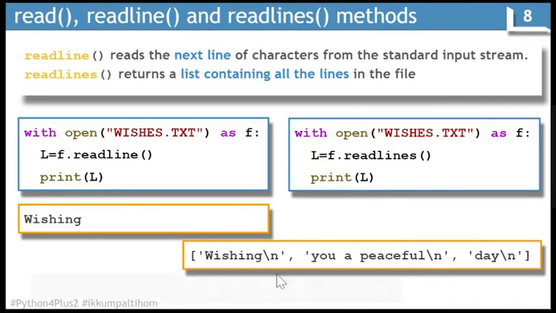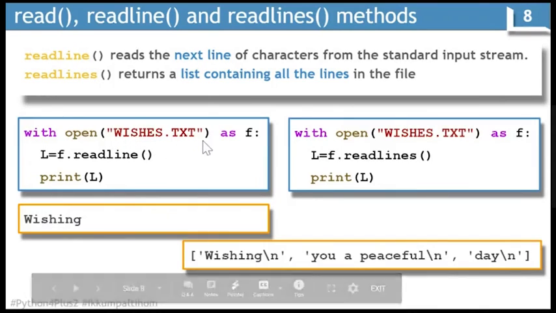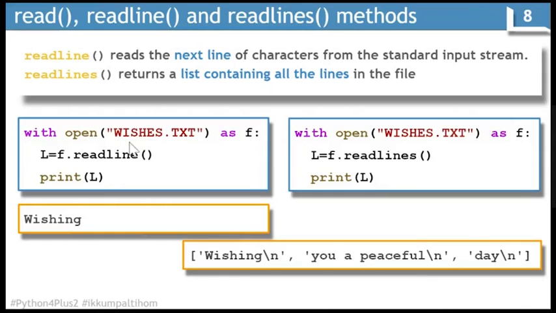So first of all, let's look at the first example here. If I am opening the file without any parameter as mode, this file will be opened in read mode. And if I extract the information from the file with the help of readline with no parameter here, it is going to extract the very first line from the file. If you recall, the content of the file was "wishing you a peaceful day". So the first line of that content was "wishing". So with the help of f.readline, in L, we'll extract "wishing".